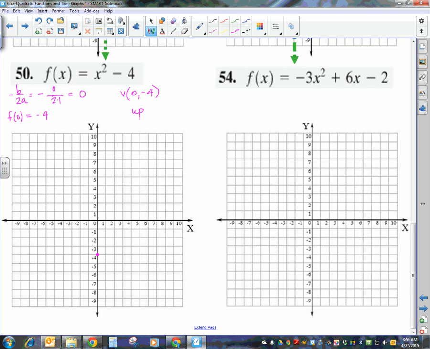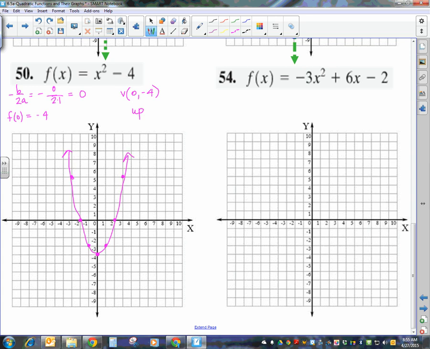I'm going to go over 1, up 1 on both sides. Over 2, up 4. And over 3, up 9. When you count those points, you're always going back to what your vertex is. Such a really bad looking parabola. Okay, y-intercept -4, that matches with my graph.